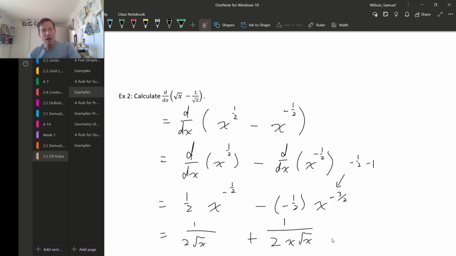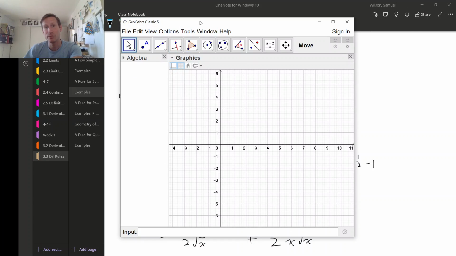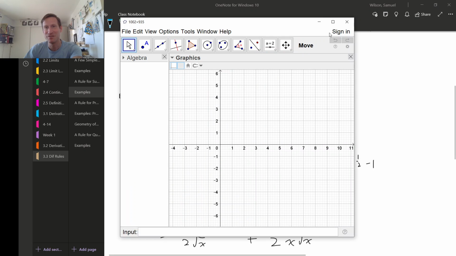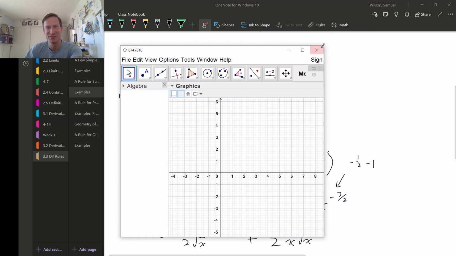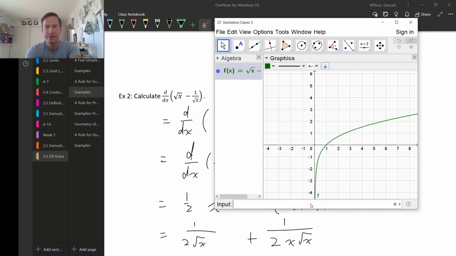Okay. Maybe what we could do with this example, just to see that these derivative rules really are giving us correct results, let's compare the graph of our original function and its derivative, just to see that the graph of the derivative looks like it's the graph of the derivative. So for f of x, that's the square root of x minus 1 over the square root of x. And it ends up looking kind of like a log, but it's not a logarithm.